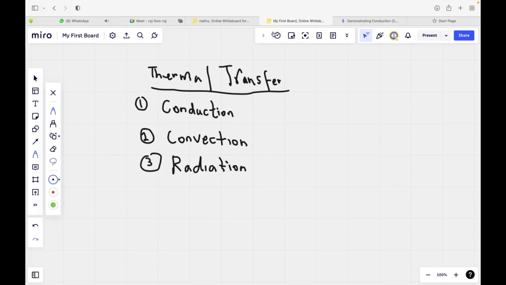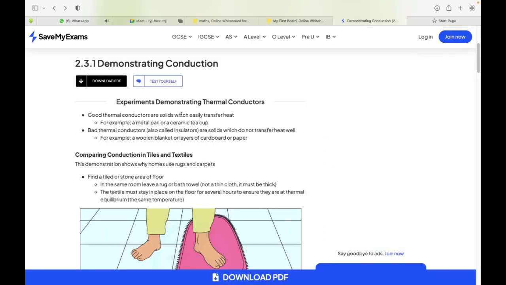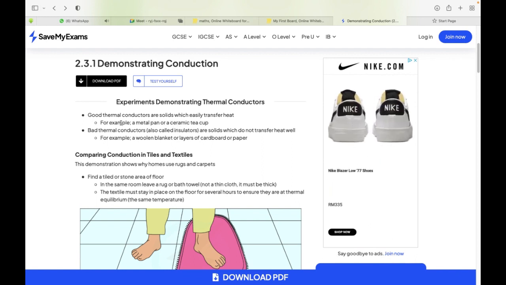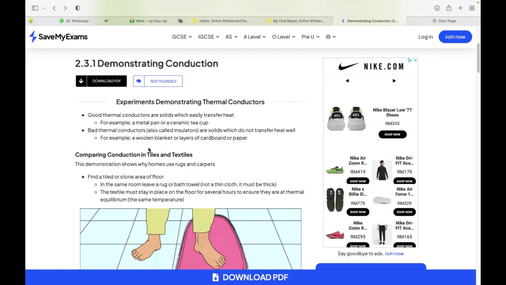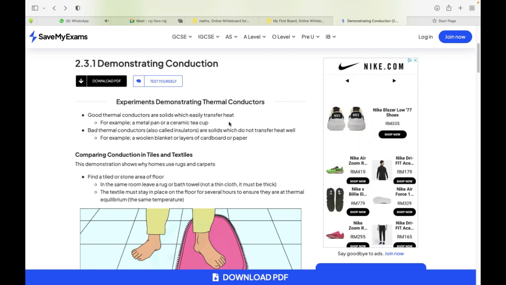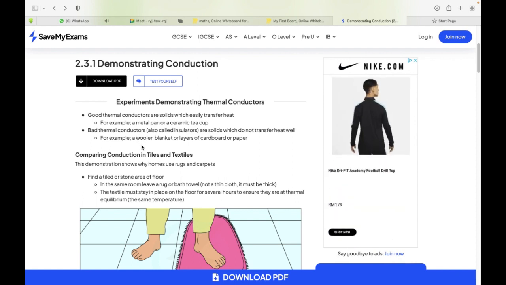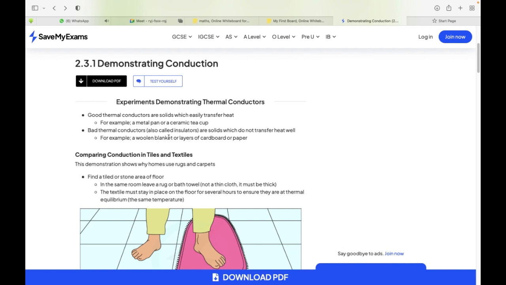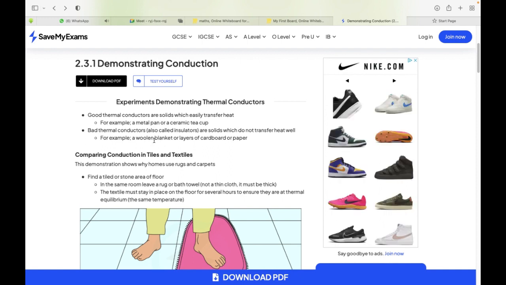Let's take a look at an experiment demonstrating thermal conductors. First of all, we must know what thermal conductors are, what good conductors are. Good thermal conductors are usually solids which can easily transfer heat from one part of themselves to another part. You heat one part, and the heat can spread to other parts of itself. A good example is a metal pan or a ceramic teacup. In either of these, the heat can pass from the bottom to the other parts of the body of the material.